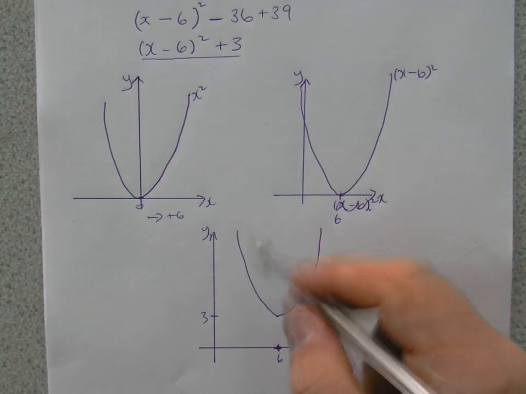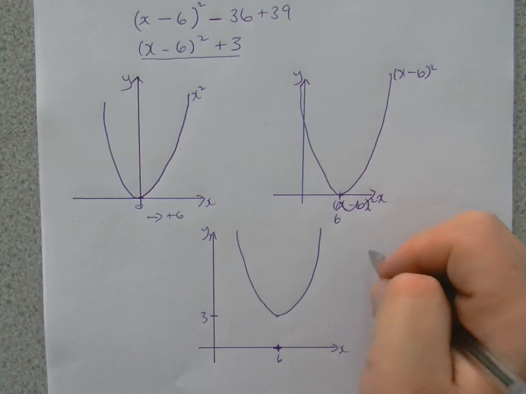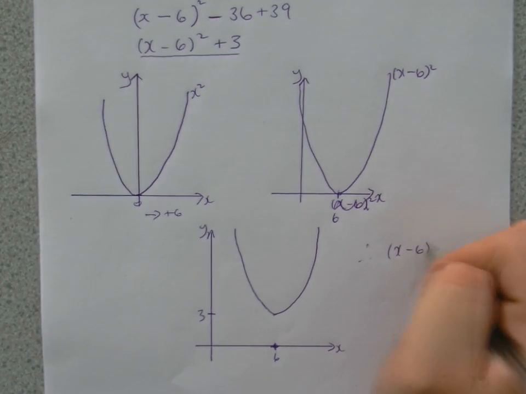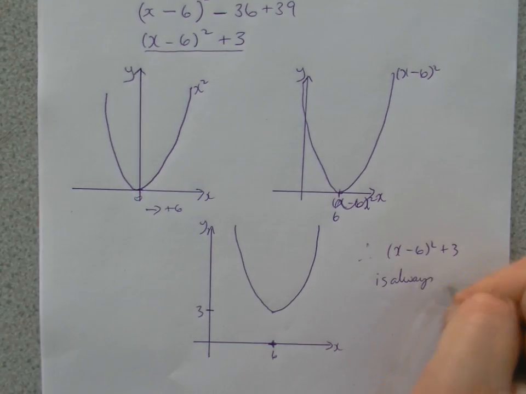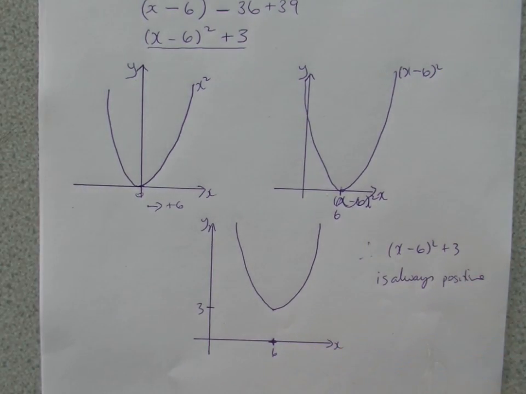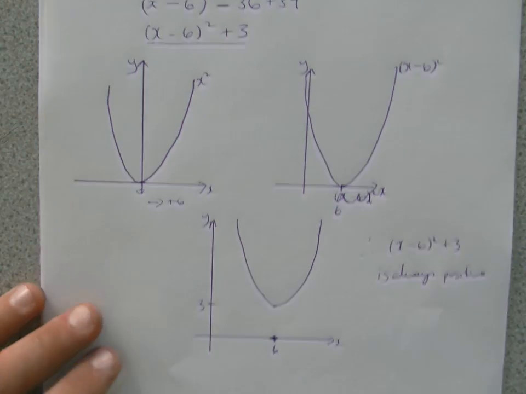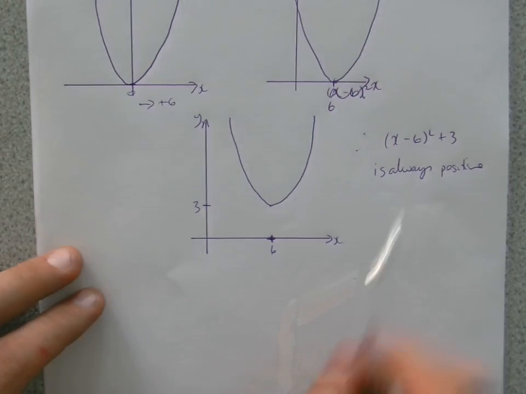Looking at the graph, we've shown graphically that (x minus 6) all squared plus 3 is always positive, because there are no negative values of y here. There is another way of showing this is always positive, and it's important that you also note this down.